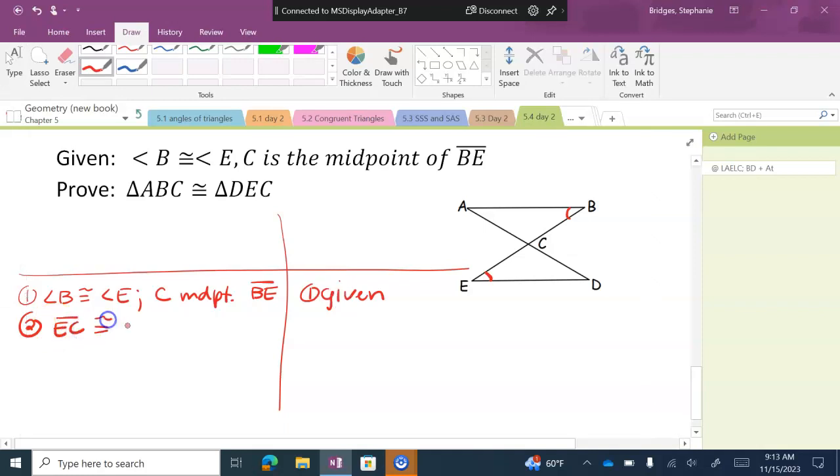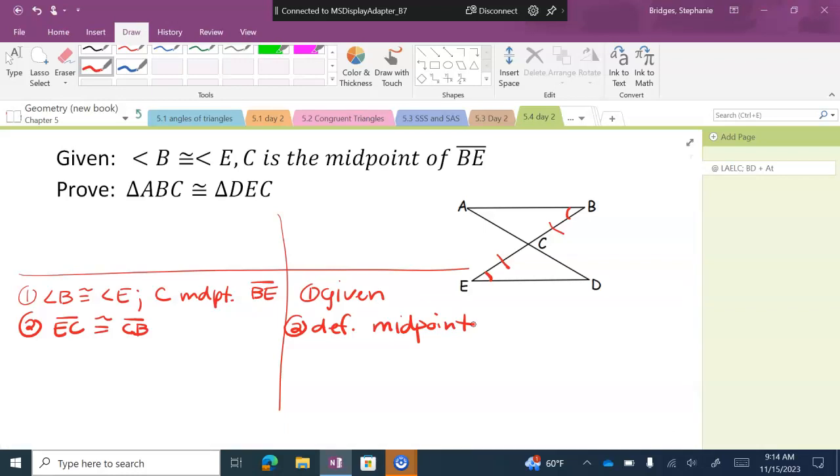Yep, EC is congruent to CB or any combination of those letters. I'm going to mark that in my picture. And that is the definition of what? What did they say C was? The midpoint. Now, knowing that I have congruent segments, does that allow me to say anything else? Do I have any more given information? I don't, do I? Right, I've used both pieces that they gave me.